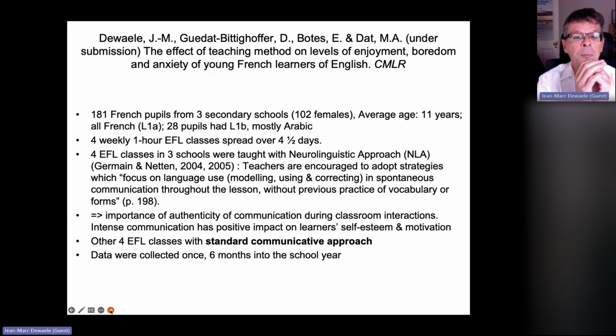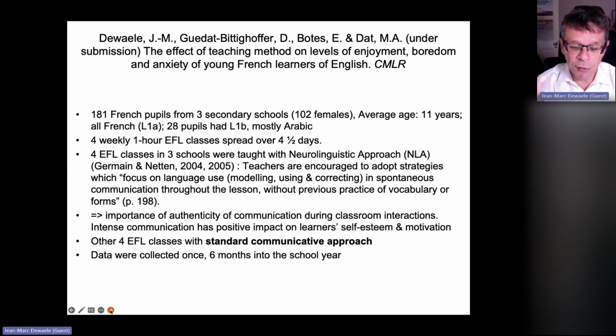Four classes were taught with a novel approach called the neurolinguistic approach, where teachers are encouraged to adopt strategies that focus on language use in spontaneous communication throughout the lesson without previous practice of vocabulary or forms. So the aim of this neurolinguistic approach, I don't like the word neurolinguistic approach. In Canada, they use the word intense French to describe it, which I like more. And so it focuses on authentic communication in classroom interactions.